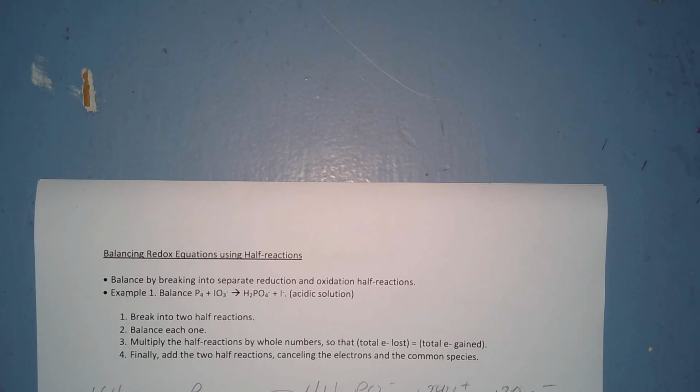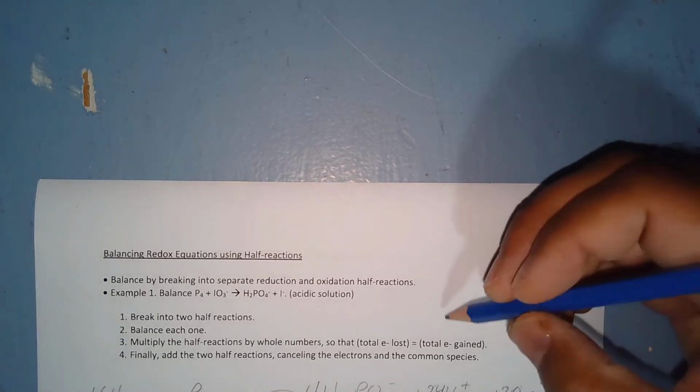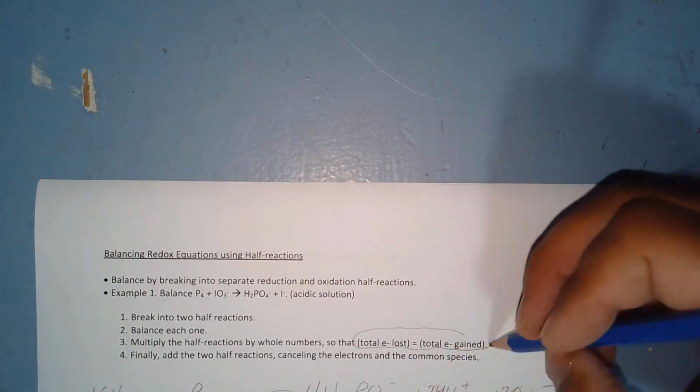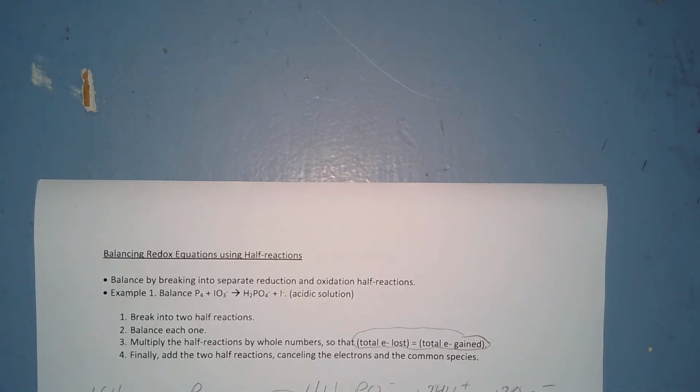With the half reaction method, you balance the two half reactions individually, just like we did on Monday. Then you make sure that electrons lost equal electrons gained, and that's going to require multiplication. I'll show you how to do that. And then finally, you add the two half reactions after you do that multiplication.